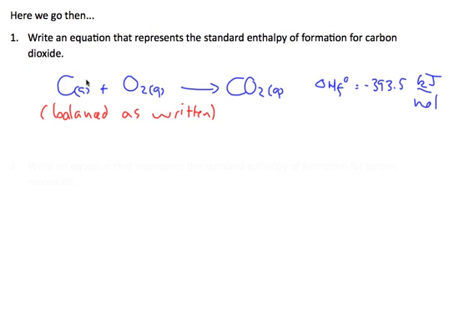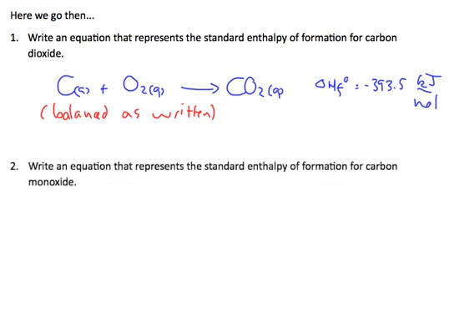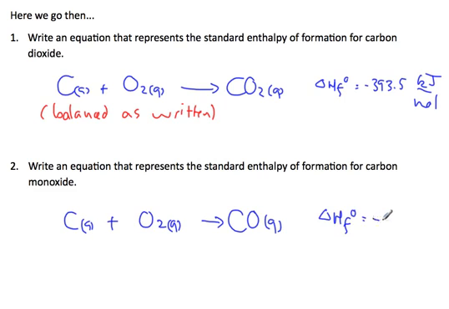All right. Now, how about carbon monoxide? So carbon monoxide, CO, it's also a gas. It's the product, and it is also formed from carbon and molecular oxygen in the gaseous state. The delta HF for carbon monoxide is negative 111 kilojoules per mole. And so now I have to check that it's balanced.